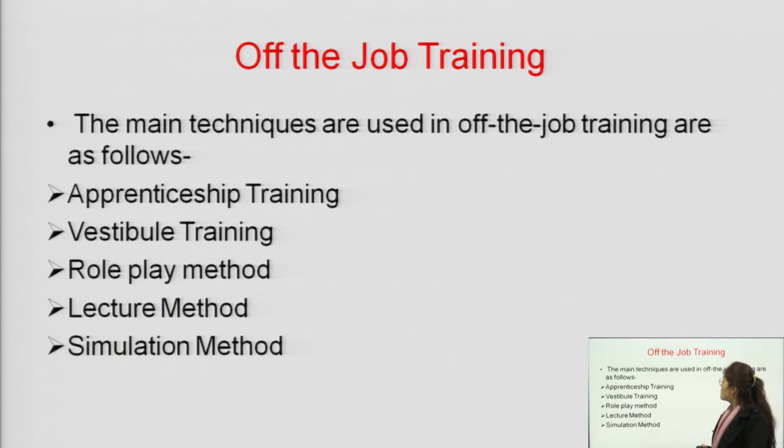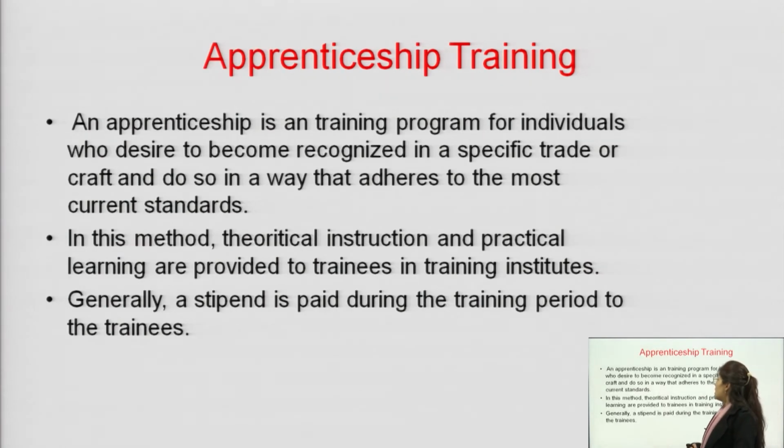Now we will discuss off the job training. As we know, the off the job training method is a method which is provided to employees apart from their actual work spot. That is off the job. And again, off the job is further divided into 5 parts: apprenticeship training, vestibule training, role play method, lecture method, and simulation method. Let's start with apprenticeship training.